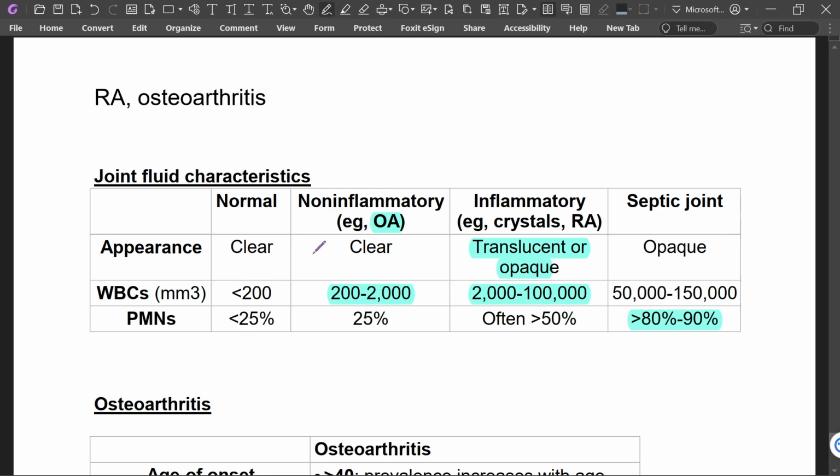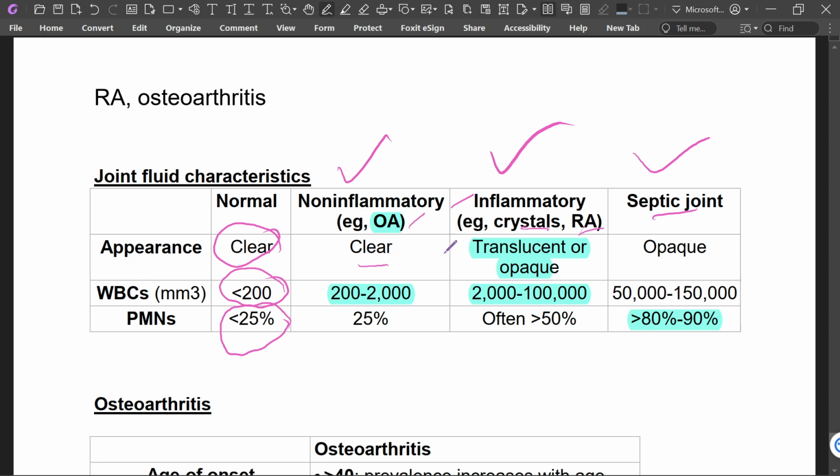This is joint fluid characteristics. Normal joint fluid is clear in appearance, with WBC less than 200 and polymorphonuclear neutrophils less than 25%. The categories are non-inflammatory, inflammatory, and septic joint. Non-inflammatory is osteoarthritis, inflammatory is crystal and RA, and then there is septic joint.